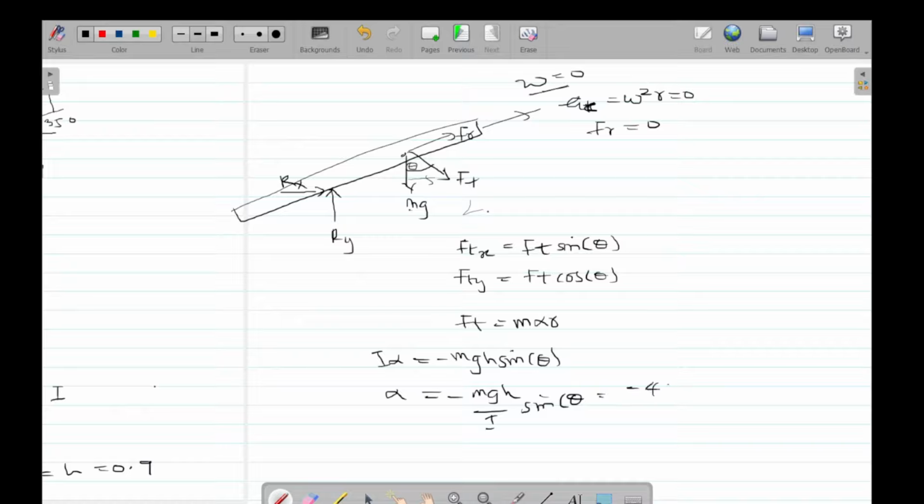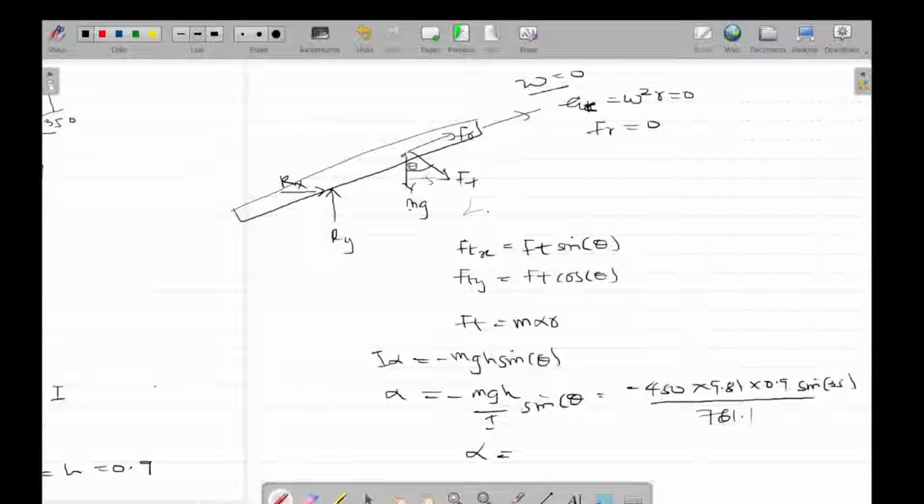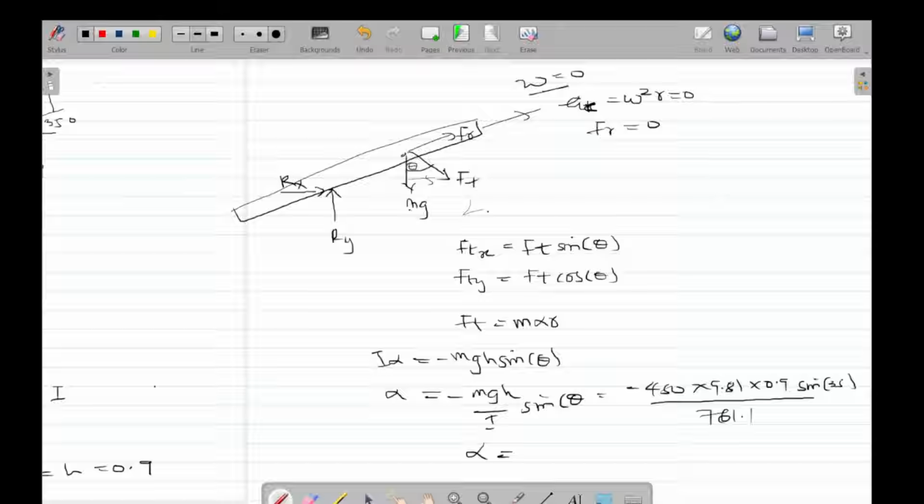Which is minus 450 times 9.81 times 0.9 sine 35 all over 761.1. So alpha will be equal to minus 2.994 rad per second squared.